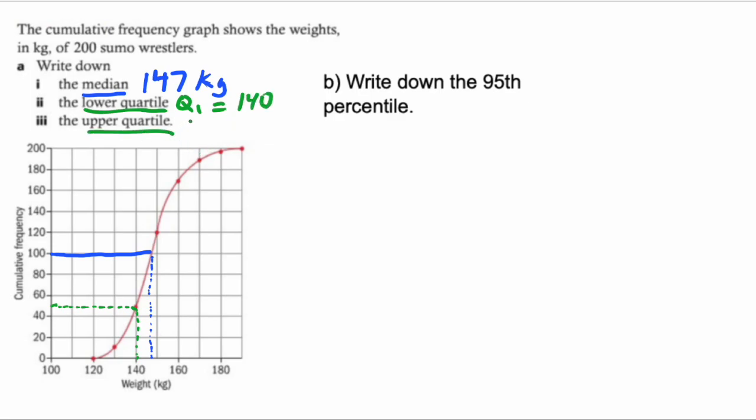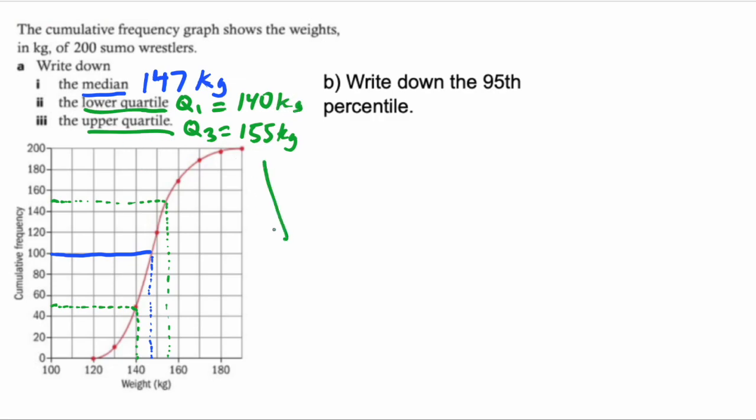And Q3, the upper quartile, is where 25% of sumo wrestler weights are greater than that, 75% is less. That's at 150. So we go across from 150, and then we go down, and we're at about 155 or 154, I'm not sure. Let's say 155 kilograms. Okay, so only 25% of sumo wrestlers are greater than this.